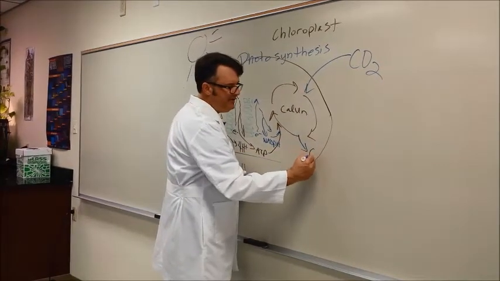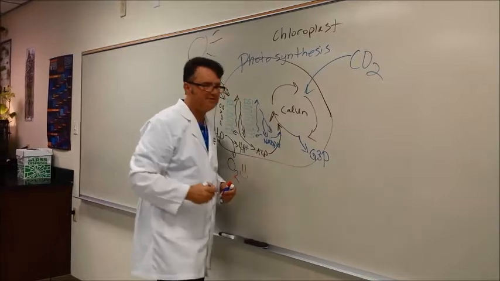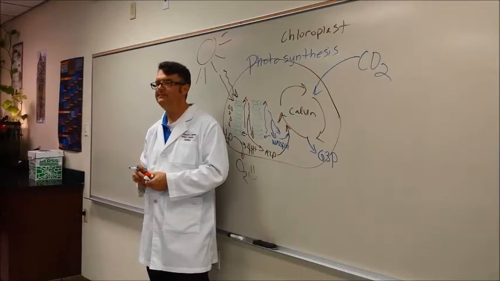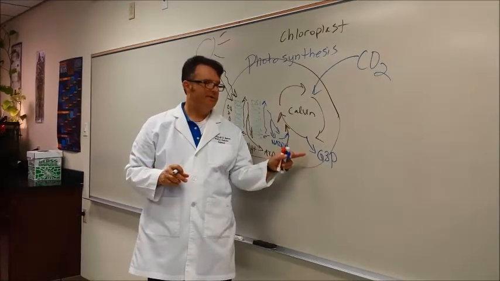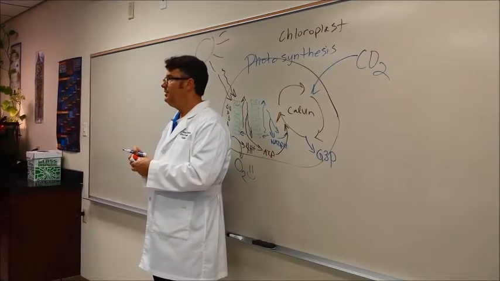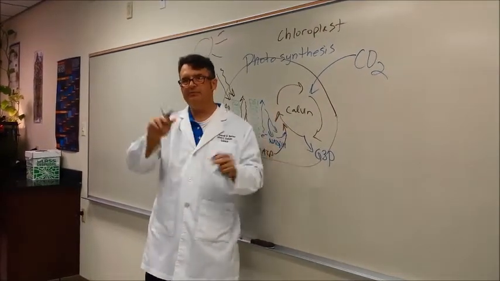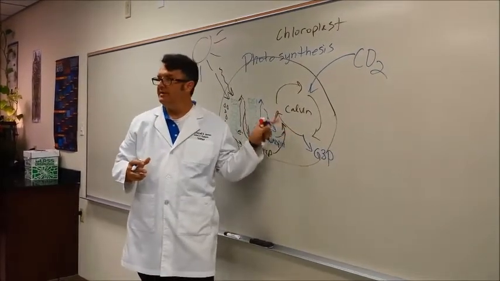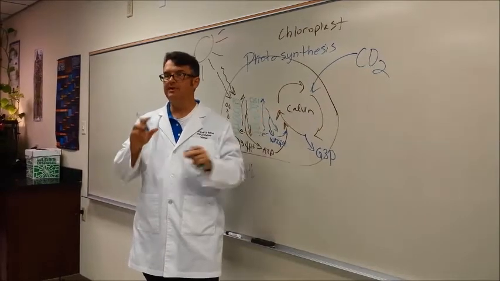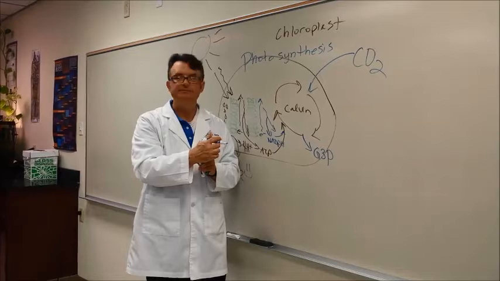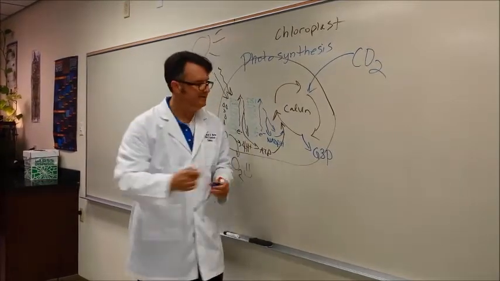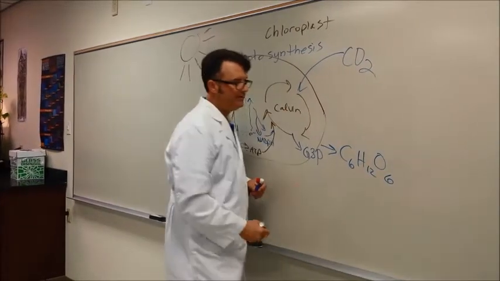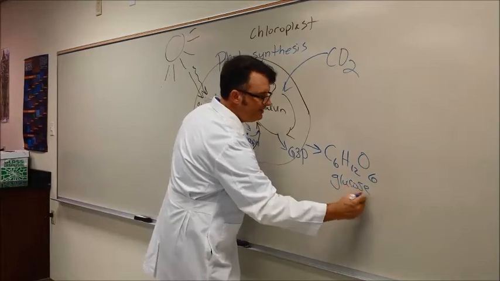a couple of G3Ps are formed. Glyceraldehyde 3-phosphate. Everybody say glyceraldehyde 3-phosphate. Glyceraldehyde 3-phosphate. It is a 3-carbon molecule, but the Calvin cycle forms 2 of them. 2 times 3 is 6, and 5 of those molecules are used to regenerate one of the intermediates. So there's only 1 available carbon for every turn of the cycle. So it takes 6 turns to get this recognizable molecule. What do you call this? Glucose. Glucose or sugar.